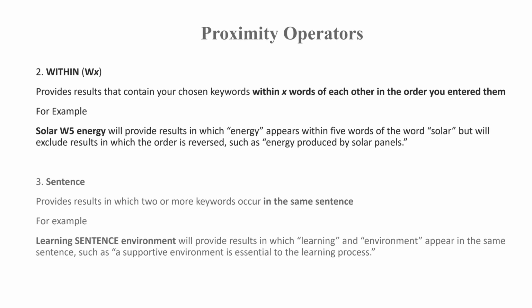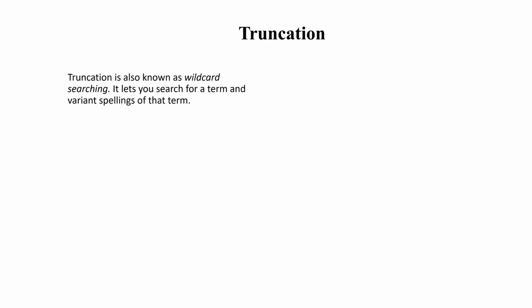The next operator is truncation. This is also known as the wildcard operator or wildcard search. If a person is not very confident about the spelling of a particular word, or if a word has different forms by adding a few letters after a particular letter, this type of operator is very important.